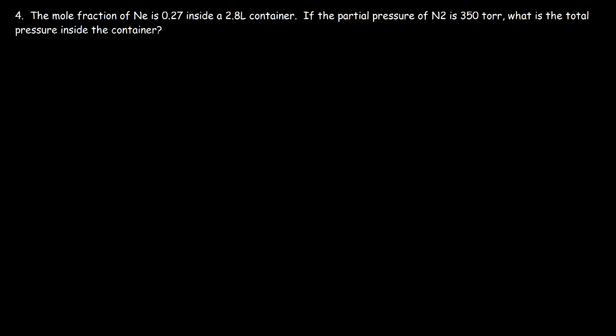Number 4. The mole fraction of neon is 0.27 inside a 2.8 liter container. If the partial pressure of neon is 350 torr, what is the total pressure inside the container? So we could start with this equation. The partial pressure of neon is equal to the mole fraction of neon multiplied by the total pressure.